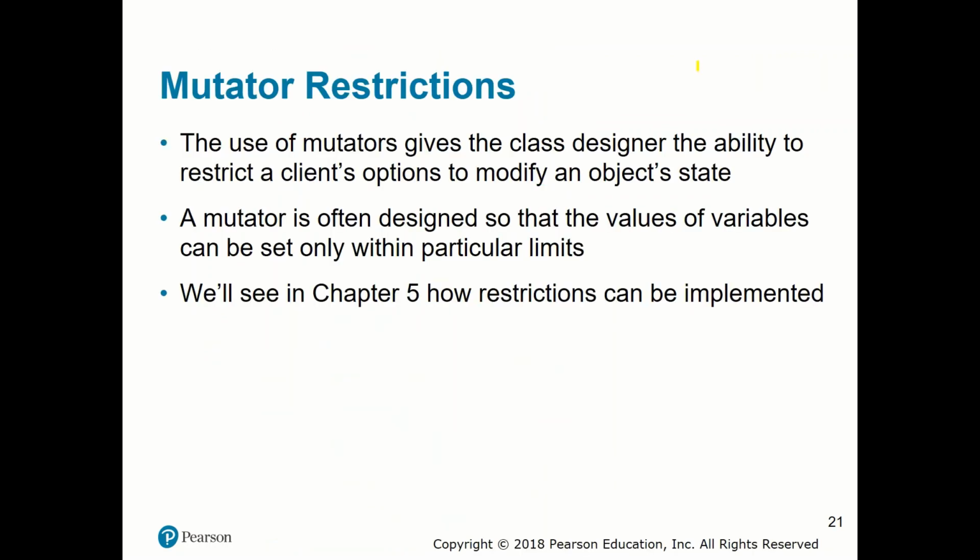Sometimes there are some mutator restrictions. The use of mutators gives the class designer the ability to restrict a client's options to modify an object's state. A mutator is often designed so that the value of variables can be set only within particular limits. We will see in Chapter 5 how restrictions can be implemented.